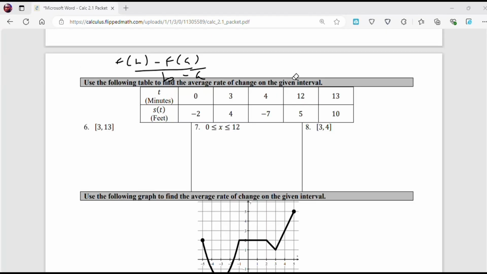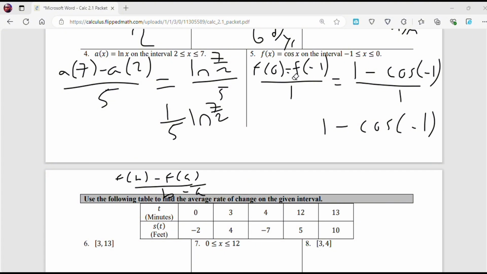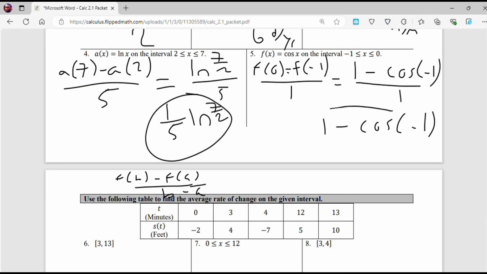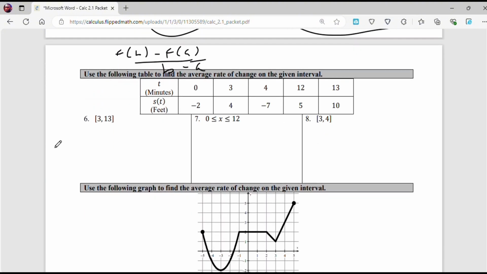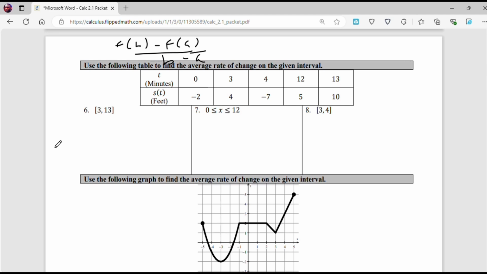I was looking at the answer key on Flip Math, and they have questions 4 and 5 as decimals. That's perfectly fine, but it didn't tell us to use a calculator. So these answers right here are perfectly fine, unless you're given a calculator, then you can actually plug them in. Again, I want to reiterate that the average rate of change formula is f of b minus f of a over b minus a. It's really important that you remember this, okay?